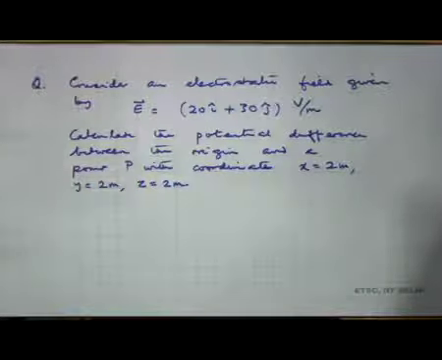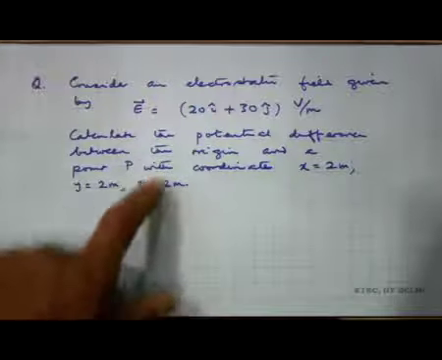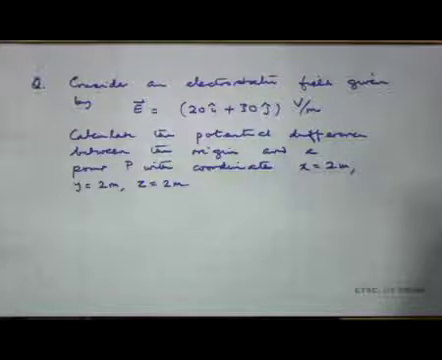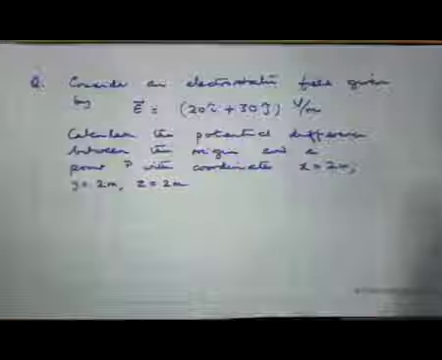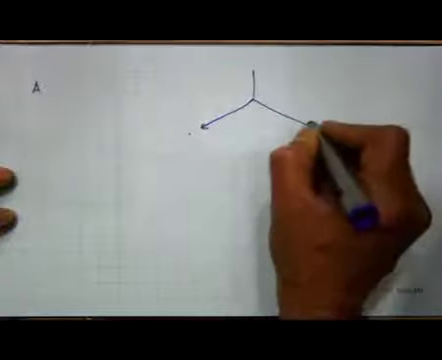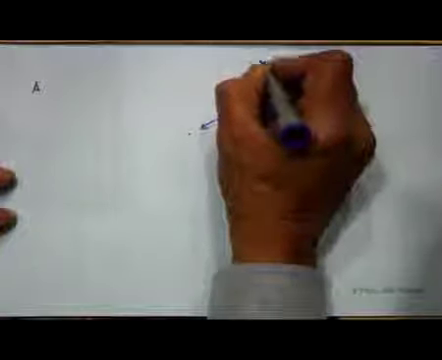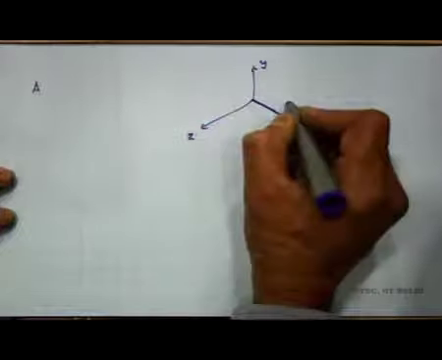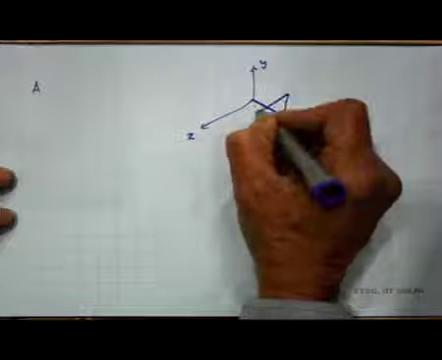So, that is the constant electric field, as you can see, 20 i cap plus 30 j cap, and I want to find out the potential difference between 2 points. One is the origin and another is a point x is equal to 2 meters, y is equal to 2 meters, z is equal to 2 meters. So, let me draw the figure here. x, y, z. So, this is 2 meters here, then 2 meters here and 2 meters here. So, this is the point.